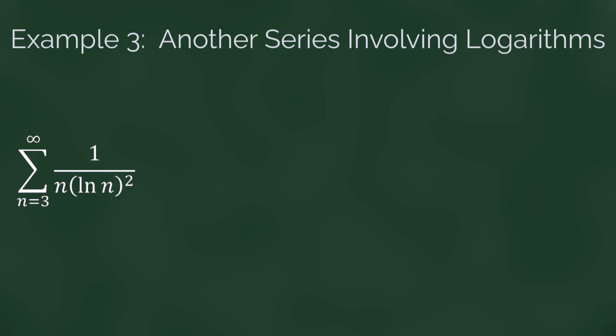So again, we're going to use the function f of x equals 1 over x times the natural log of x squared as our function. For x greater than 1, this is going to be continuous, this is going to be positive, and this is going to be decreasing because the denominator is increasing. And so we can apply the integral test to this series.